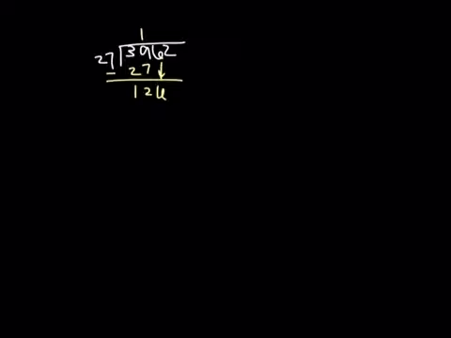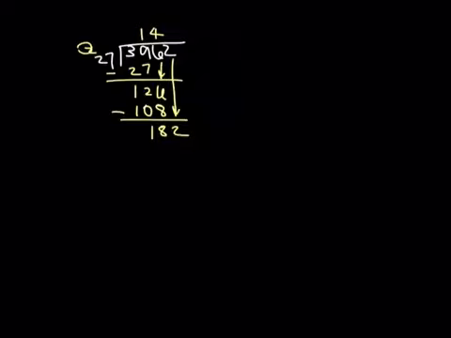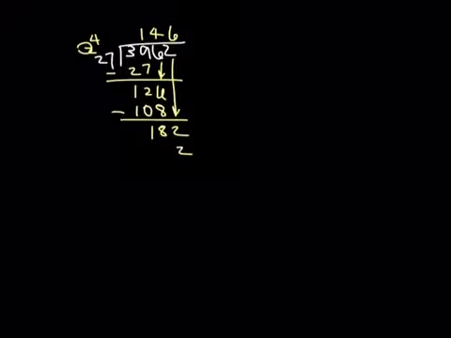27 goes into 126 4 times. 4 times 7 is 28. Carry the 2. 4 times 2 is 8. Plus this 2 is 10. Subtract. And you get 18. Bring down the 2. Okay. 27 goes into 182 6 times. 6 times 7 is 42. Carry the 4. 6 times 2 is 12. Plus 4 is 16. Giving me an answer of 20 there.